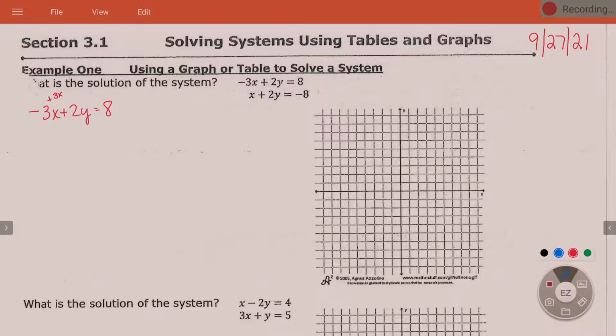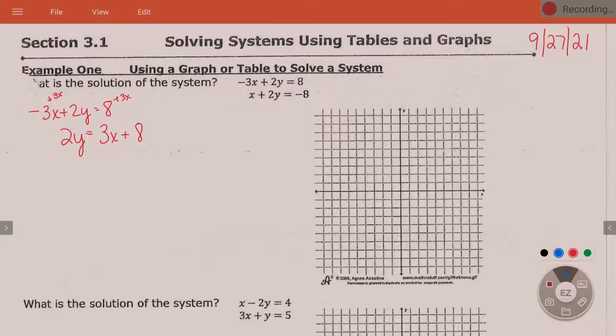If I add 3x on one side, we're going to add 3x on the other side. So the 3x's cancel, right? 2y equals, what is 8 plus 3x? 3x plus 8, not 11x, right? So we are looking at 3x plus 8.